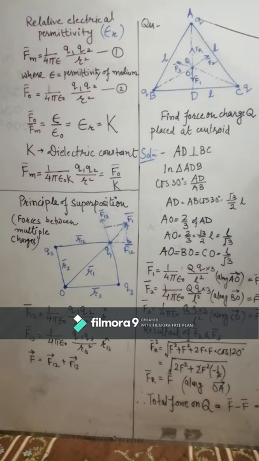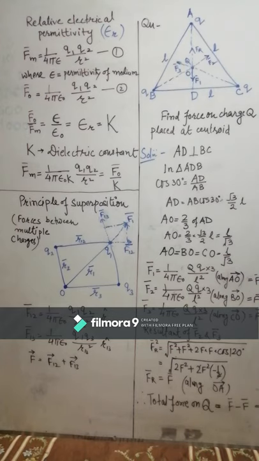Now, what we do? We draw a perpendicular AD on this base BC. Because this is an equilateral triangle, this angle is equal to 60 degree. This is perpendicular, so 90 degree. This will be 30 degree. So, in triangle ADB, cos 30 is equal to AD upon AB.